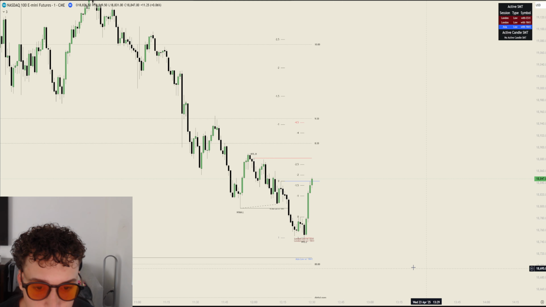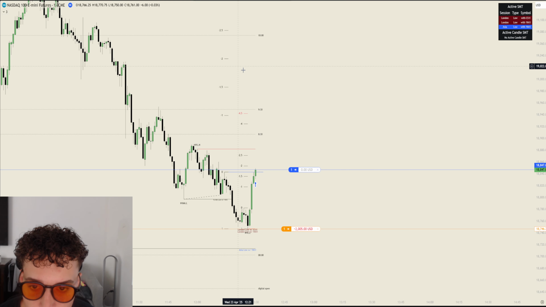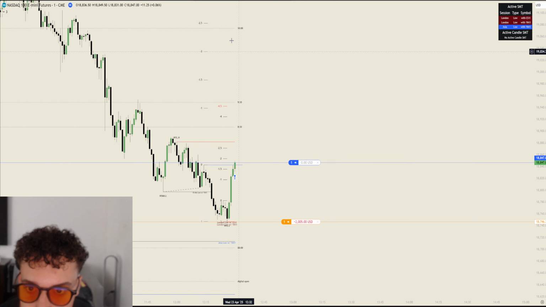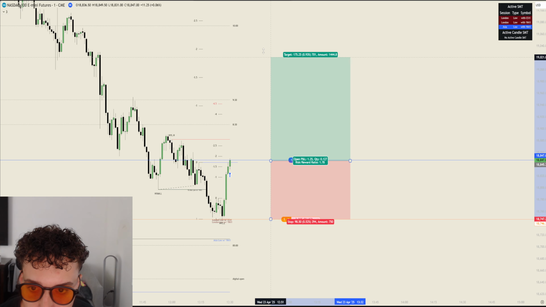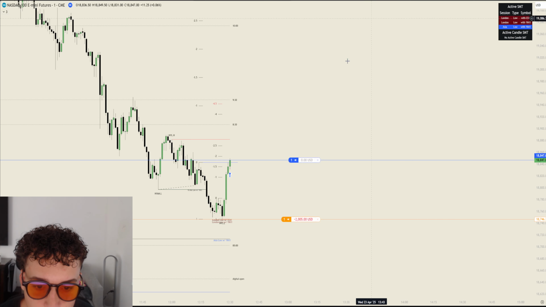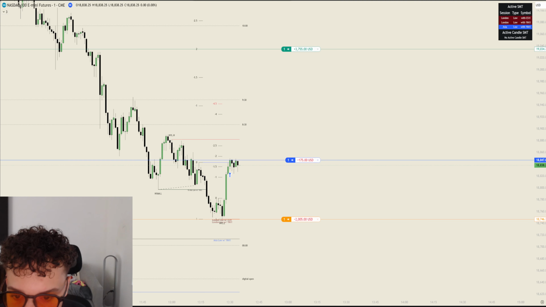We get a close above. I enter right here, and I put my stop loss at the lows. This is how the position looked, and this is what I'm targeting. So this would have been my take profit. Now let's just play through price here.